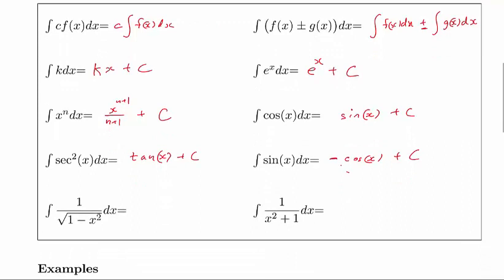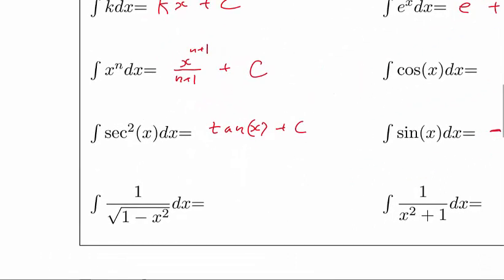Alright, so now for the bottom two, you may recognize this, hopefully you do, as the derivative of the inverse sine of x. And recall, if this was a -1, it would be a negative inverse cosine. Don't forget the constant.